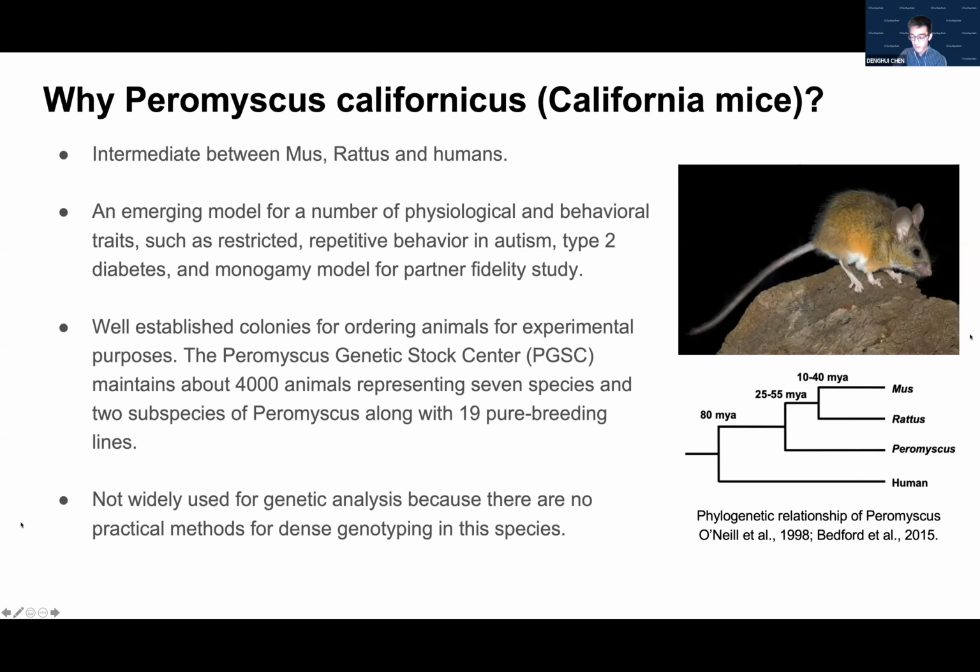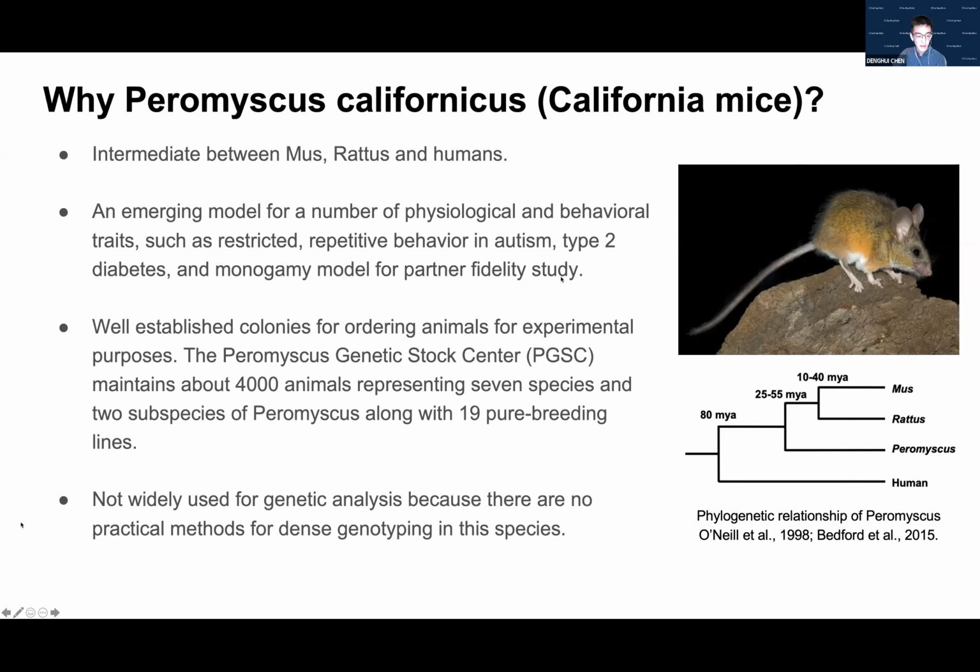From the graph here, you can see that Peromyscus is a really good species intermediate between two major rodent genetic models and humans, and it can help us understand the linkage between mouse and human by serving as a really good outgroup.